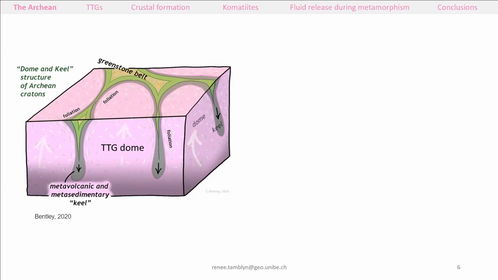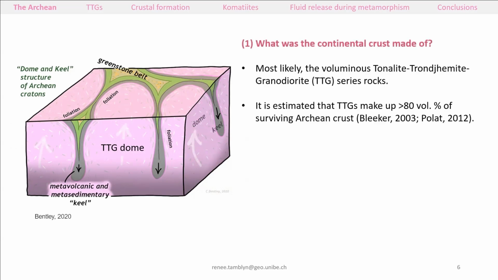So with that general structure of an Archean craton, we say that the continental crust was mostly made of these TTG rocks. And that's because they make up a lot of the surviving Archean crust, around 80%, and also they're very silica rich, so they're very buoyant. So we like to say that's probably what a continent was.